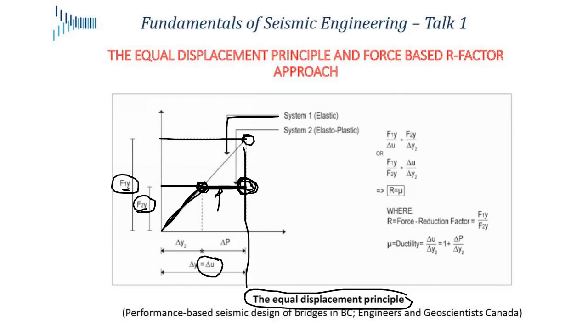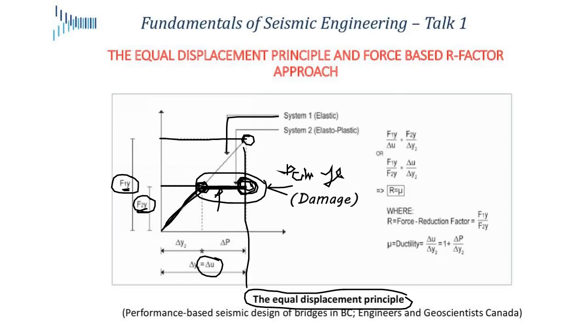The penalty I pay is a bit of damage, because this line, this flat line, this plastic line, means I have some damage in my system. So this really just means that you need to have some controlled damage, but if you can get there, you're going to be okay.